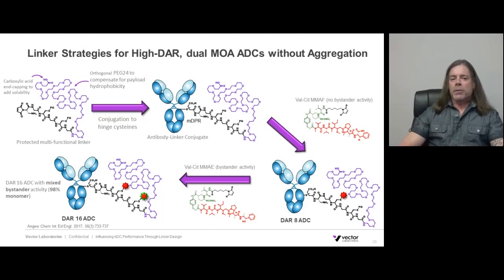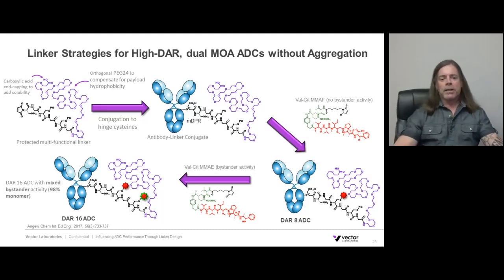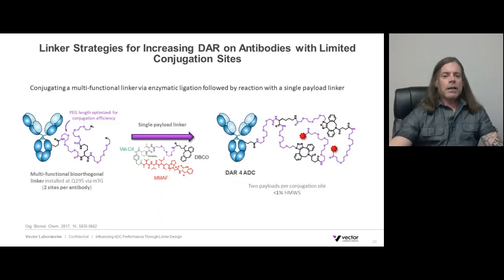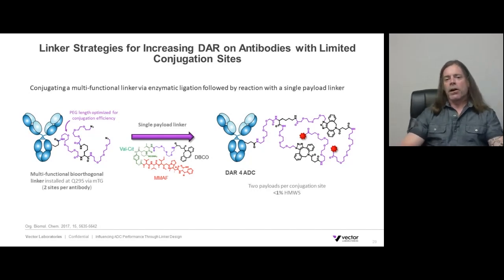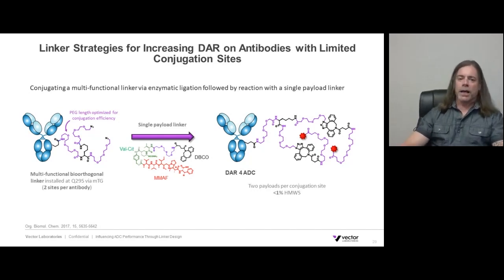So this improves the hydrophilicity and water solubility of that linker payload. Putting MMAF and MMAE on there then results in a DAR16 ADC with mixed bystander activity, and it's 98% monomer. And that's a pretty impressive feat for a DAR16 ADC. These branch linkers can also be important for increasing the DAR when you have limited sites available for conjugation. And you can encounter this when you're using certain engineered antibodies or you're using certain site-specific conjugation technologies. You just don't have the number of reactive groups there.